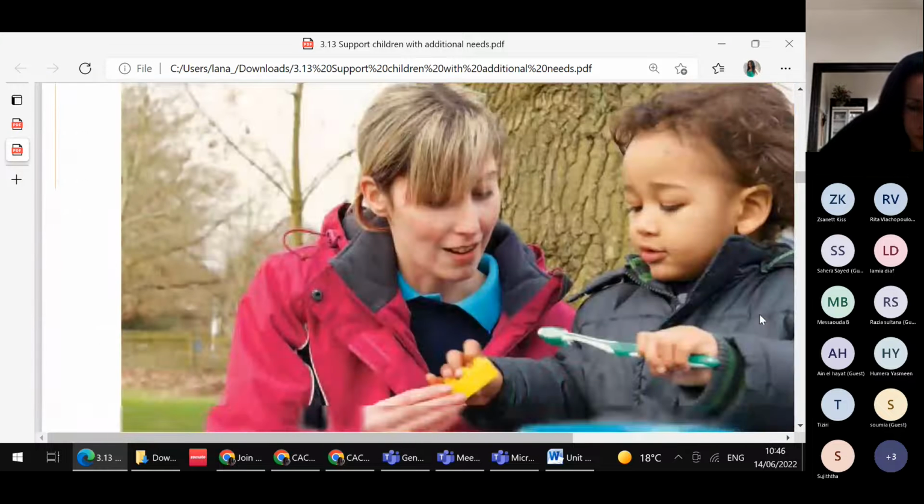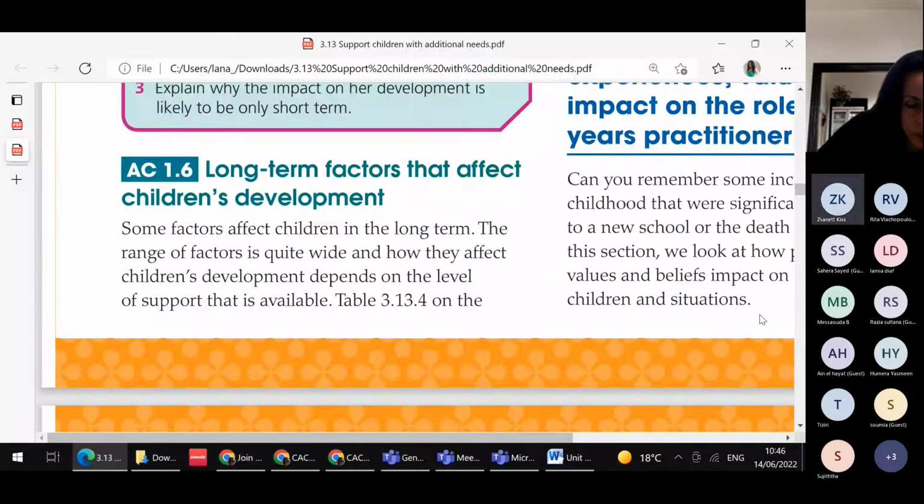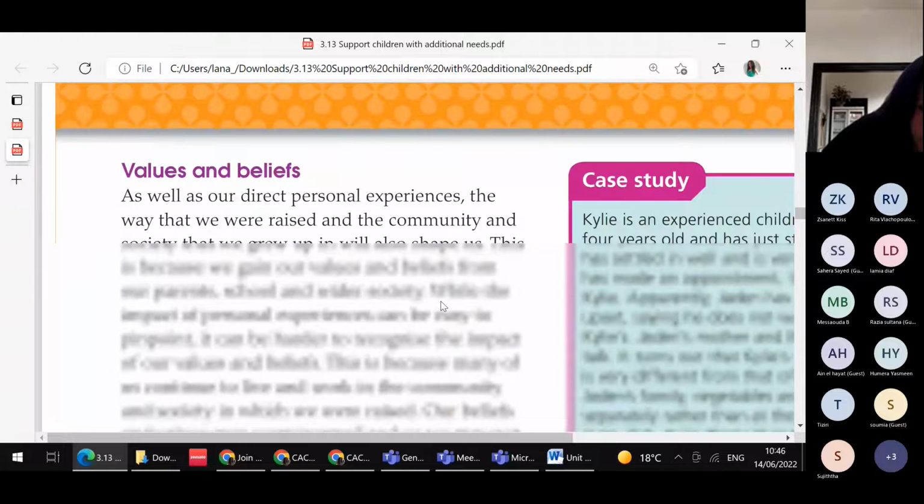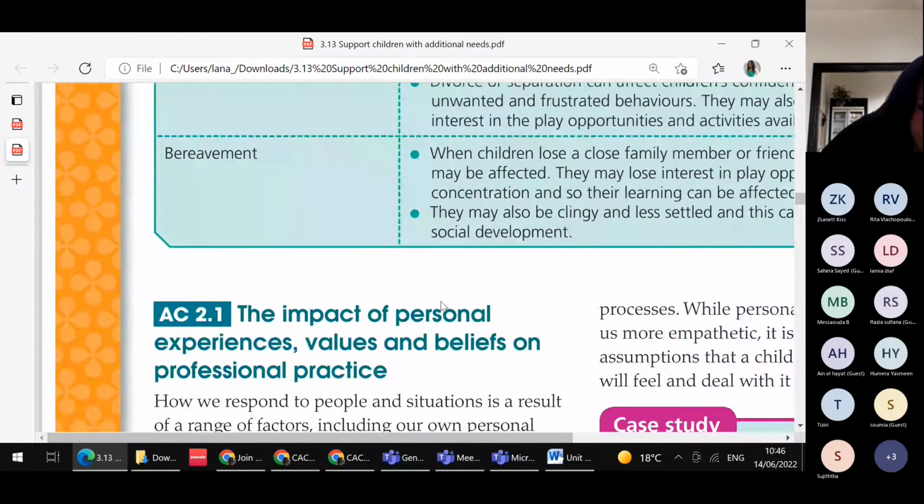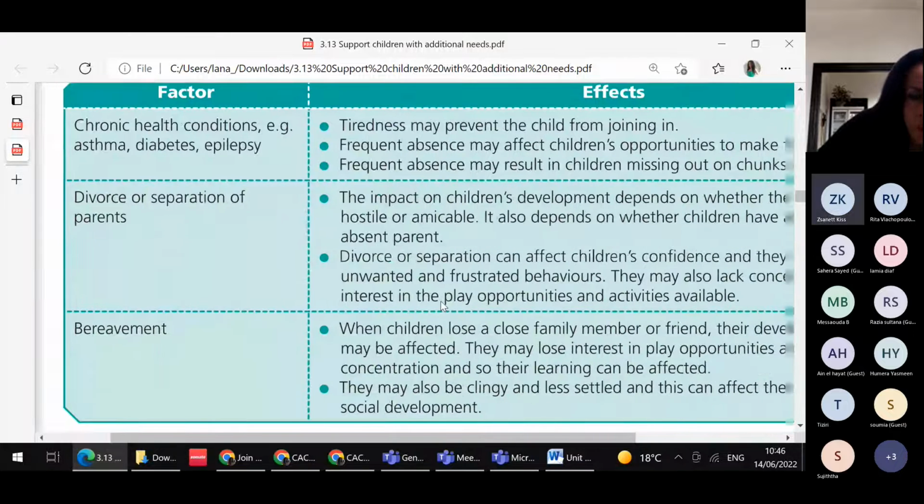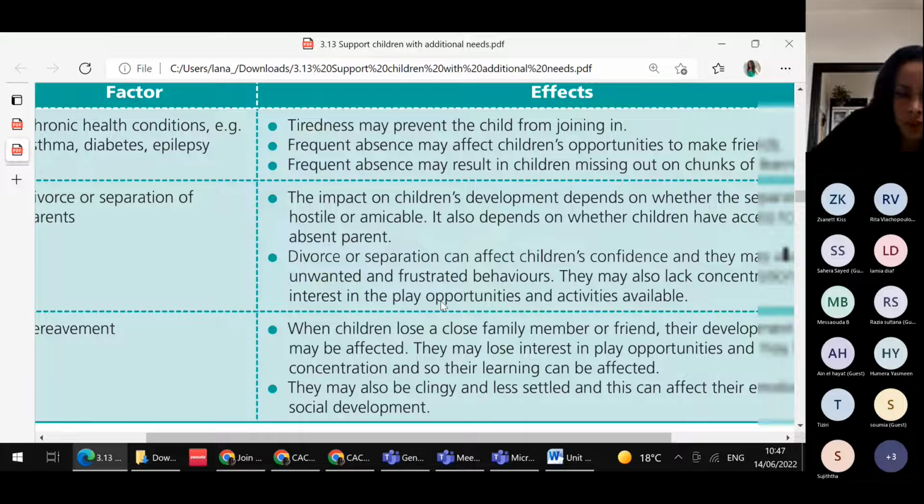Long term, how would these changes affect the child in the long term? So as you see, we need to go to table number 4. So I'm just going to go to table number 4. Okay. So in the long term, it's different. So for example, chronic health conditions like asthma, diabetes, epilepsy, how would that affect the child's development?